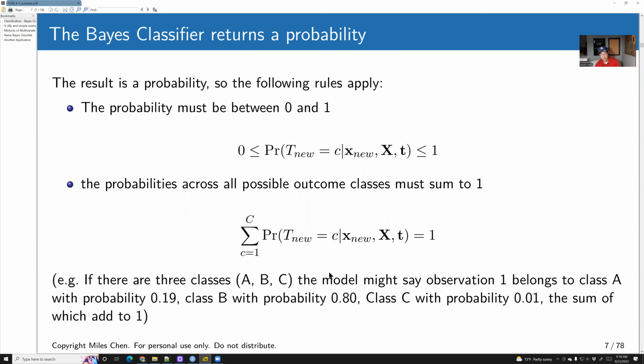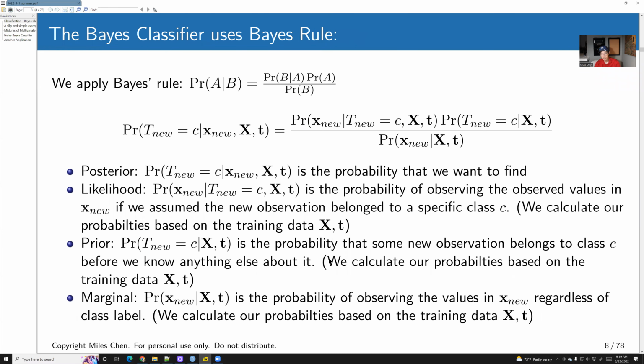A couple of rules. It's a probability, so the answer has to be between 0 and 1. And because it is a probability, if we add up the answer across all of the different possible categories, those answers have to add up to 1. So if we had 3 categories, A, B, and C, the probability of being A, the probability of being B, and the probability of being C have to add up to 1.